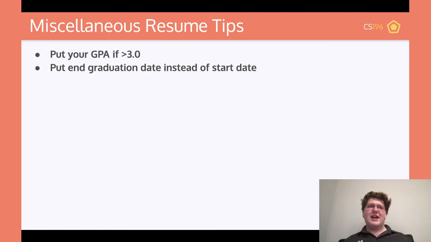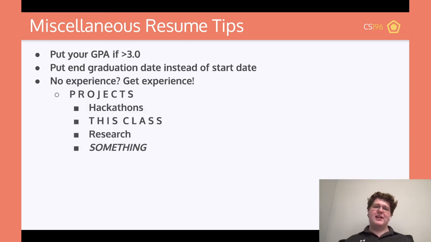If you say I started in 2018, then everyone is going to be like, oh, well, when do they end? 2022, 2021, whatever, right? And so you kind of need to figure that part out. But if you put the graduation date instead of the start date, every recruiter will be like, oh, this person is graduating in 2023 or 2022, right? It really helps the recruiter not have to do that guesswork. And then the final thing is if you don't have experience, get some, right?